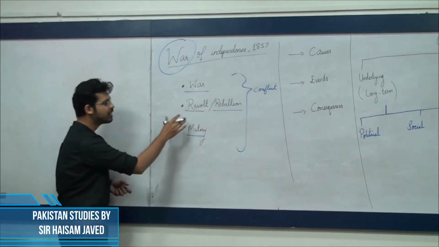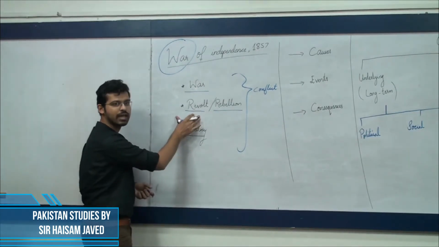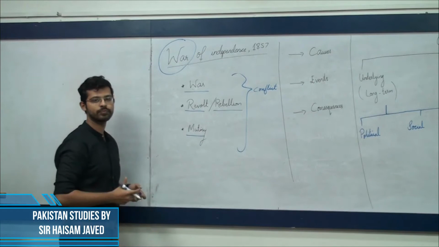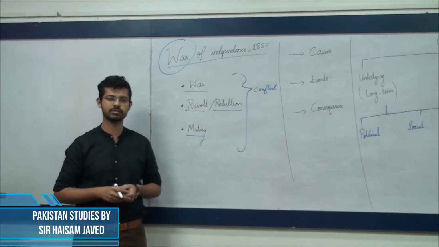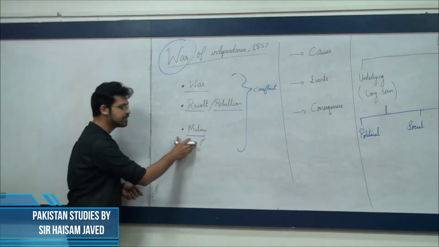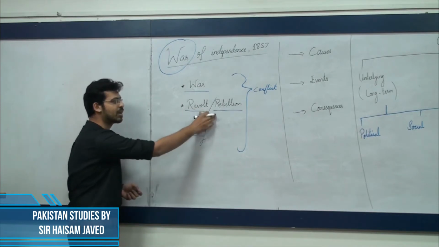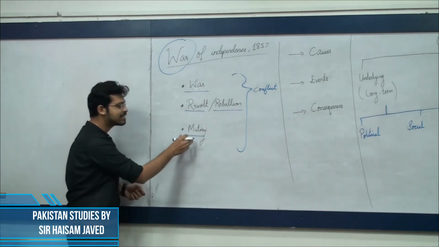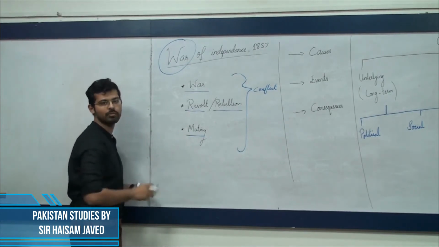Moreover, when we talk about revolt or rebellion, it is once again a conflict, but between whom? This conflict is between the government and the civilians. And similarly, the third word is mutiny. Mutiny is also a type of rebellion, but it is a conflict between the senior army officers and the junior army officers.